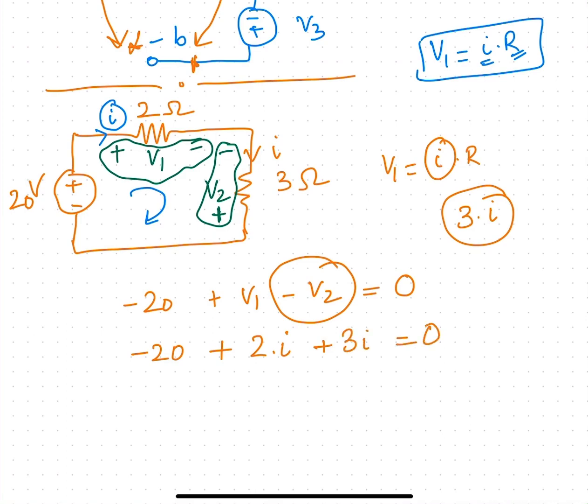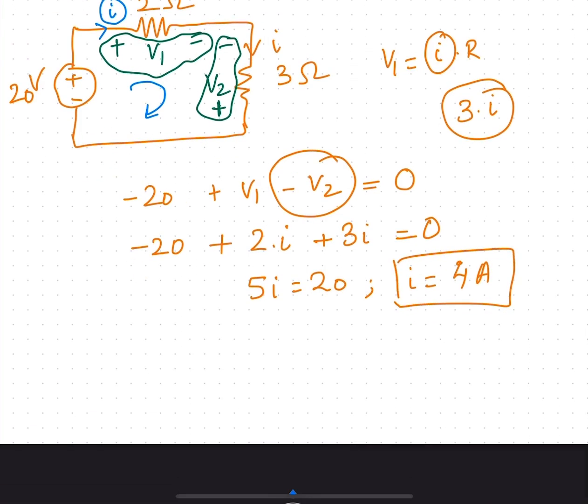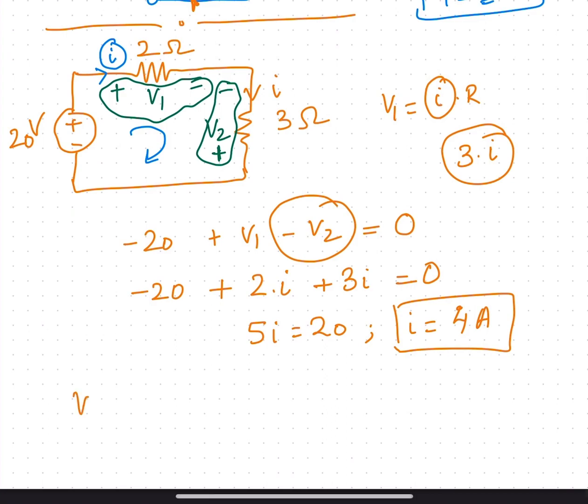The direction is opposite, but if I see the flow of current, I can simply say that this is like this. So 5I equals 20, and I equal to 20 by 5 is 4, so 4 ampere is the total current that is flowing in the circuit, right? So what is V1 now? V1 is equal to I into R, so 4 into 2, so this is 8 volts.